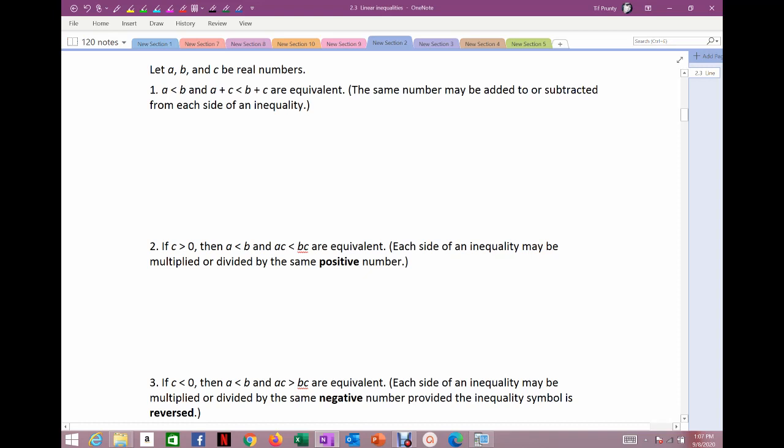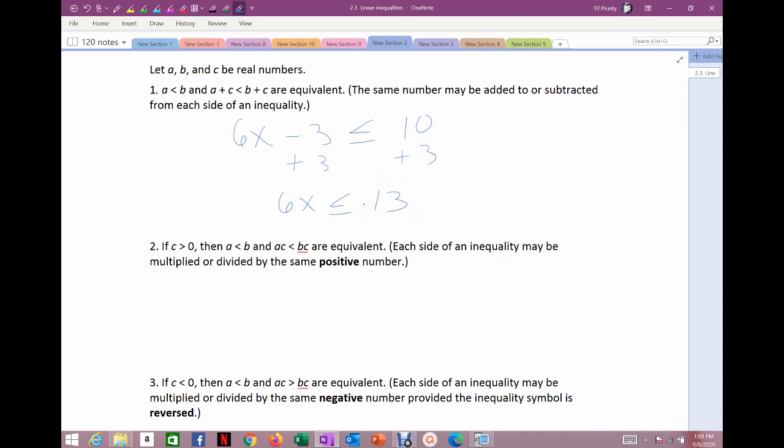If I have some expression A less than some expression B, I can add or subtract the same number to both sides, as long as it's the same number. So if I've got 6x minus 3 less than or equal to 10, I can add 3 to both sides if I wanted to. So 6x less than or equal to 10 plus 3, which is 13.